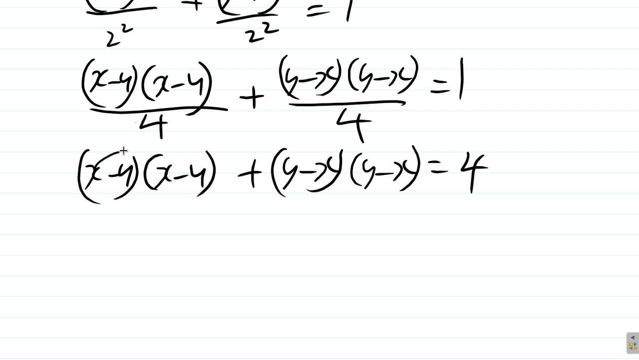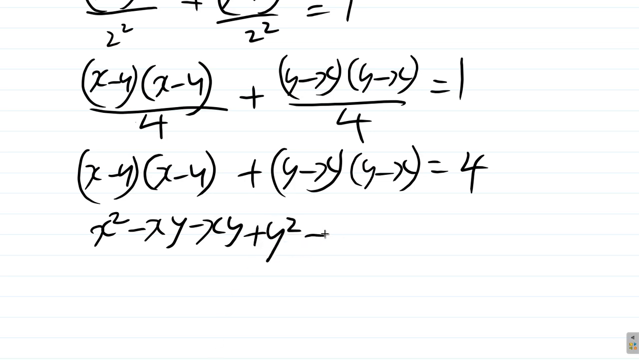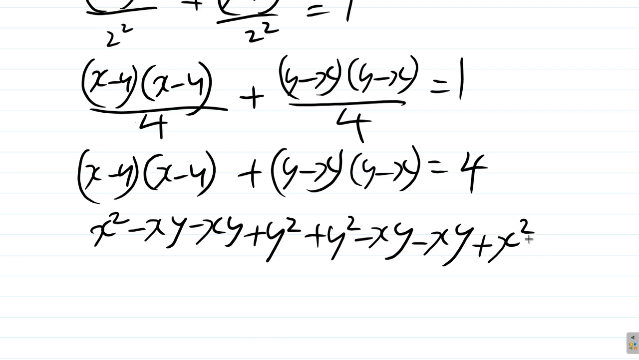What's going to happen here now? x times x is x squared. x times negative y is minus xy. Negative y times x is minus xy. Negative y times negative y is positive y squared. Plus, and then you see what happens here now. y times y is y squared. y times negative x is negative xy. Negative x times y is negative xy. Negative x times negative x is positive x squared, equals 4.